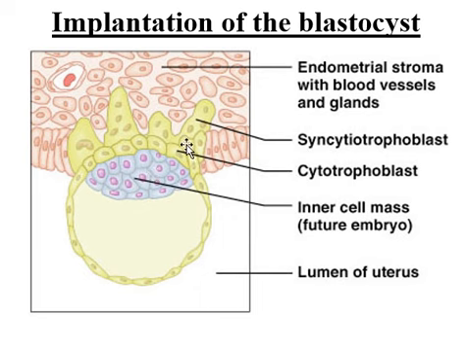In this, two types of cells can be seen. The mononucleated cells are the cytotrophoblastic cells, and these irregular outlines like finger-like projections having multiple nuclei are known as the syncytiotrophoblastic cells. And this is the endometrial stroma, which contains the blood vessels and the glands. This is the inner cell mass, which will arrange into two layers in future. One is epiblast, second is hypoblast.